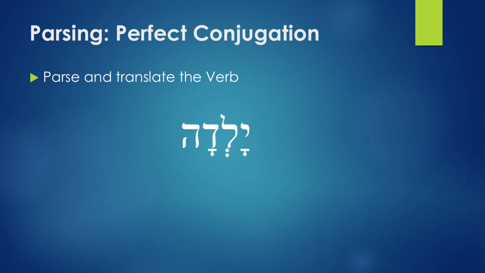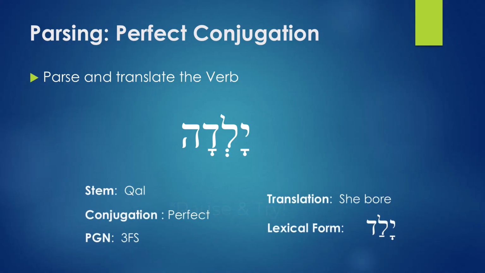Next we have this verb, yauda. How do we parse this one? Now, yauda, because of that a ending, the person, gender, and number is 3fs, third feminine singular.